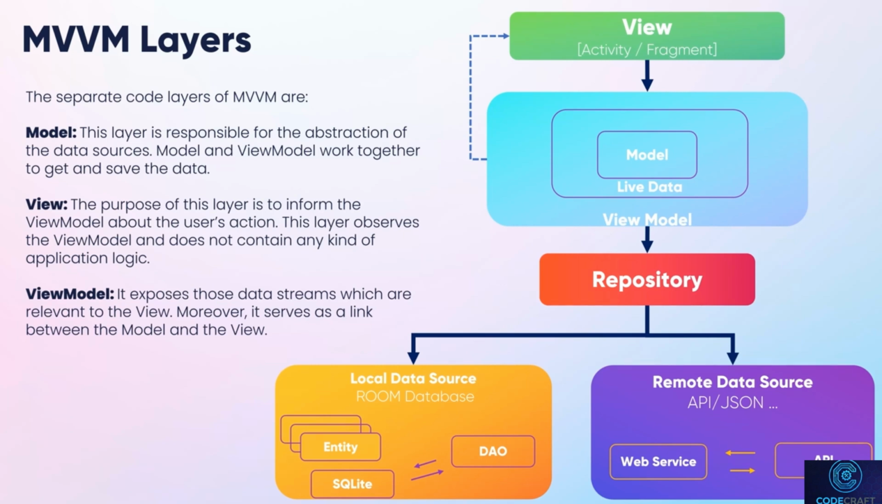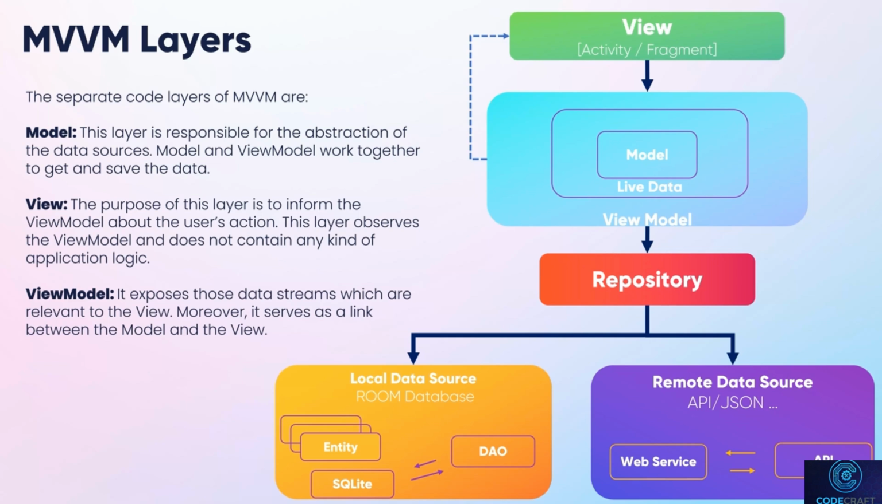MVVM, which stands for Model-View-ViewModel, is an architectural design pattern commonly used in Android app development. It's designed to help developers separate concerns and improve the maintainability and testability of their code. Here's a brief explanation of each component in the MVVM architecture.